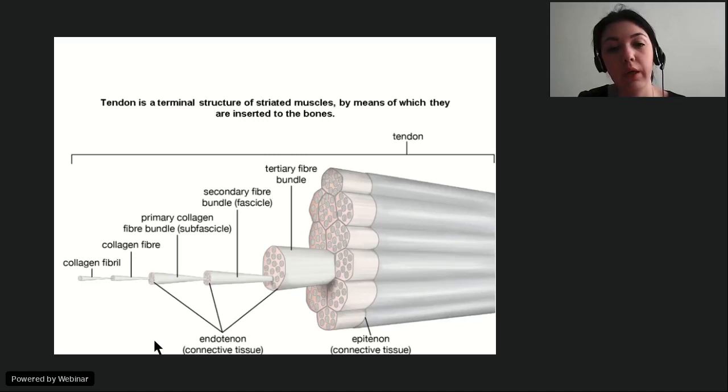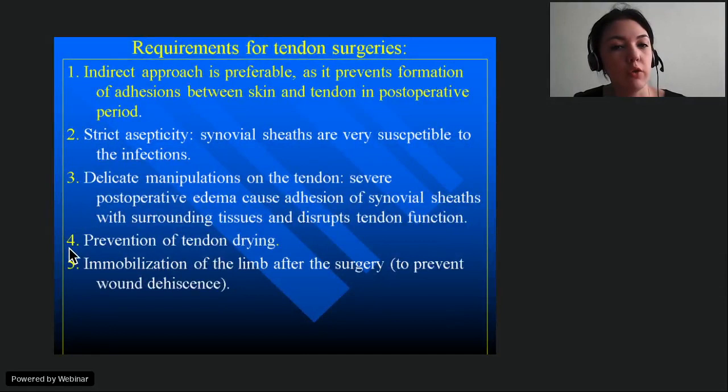So what are the requirements for tendon surgeries? First of all, just like in nerves again, indirect approach is preferable as it prevents formation of adhesions between skin and tendon in postoperative period. Strict aseptic. So here it is even more important than in the surgery of the nerve because synovial sheaths are very susceptible to the infections. Delicate manipulations on the tendon because severe postoperative edema causes adhesion of synovial sheaths with surrounding tissues and disrupts tendon function.